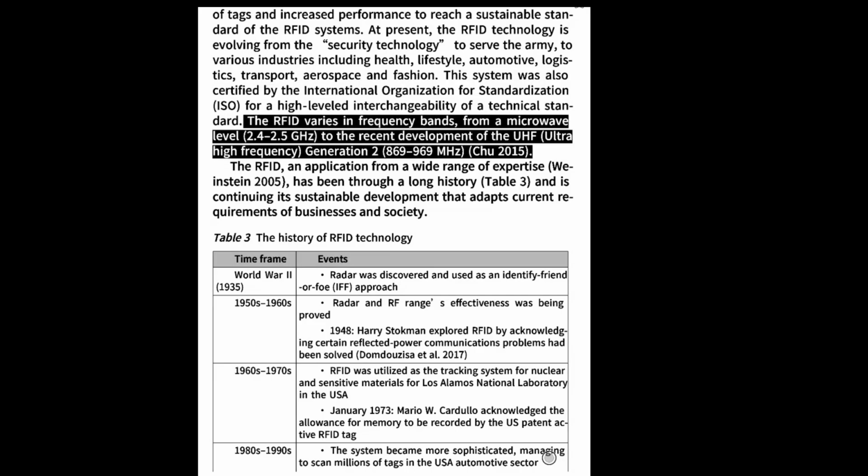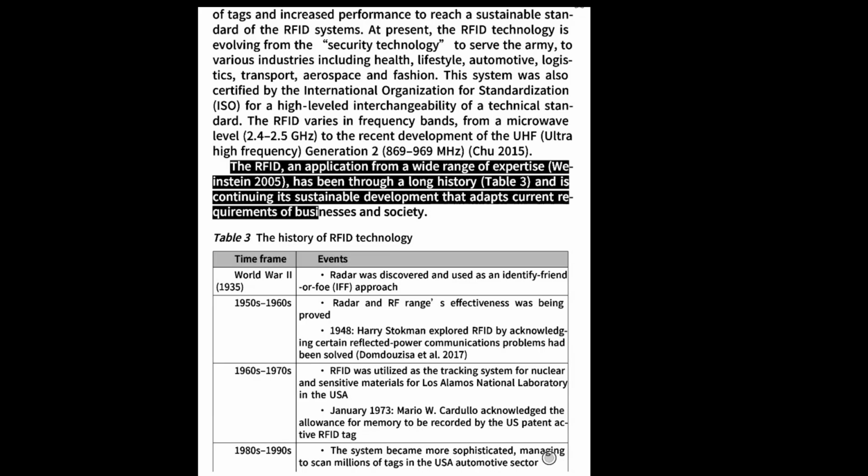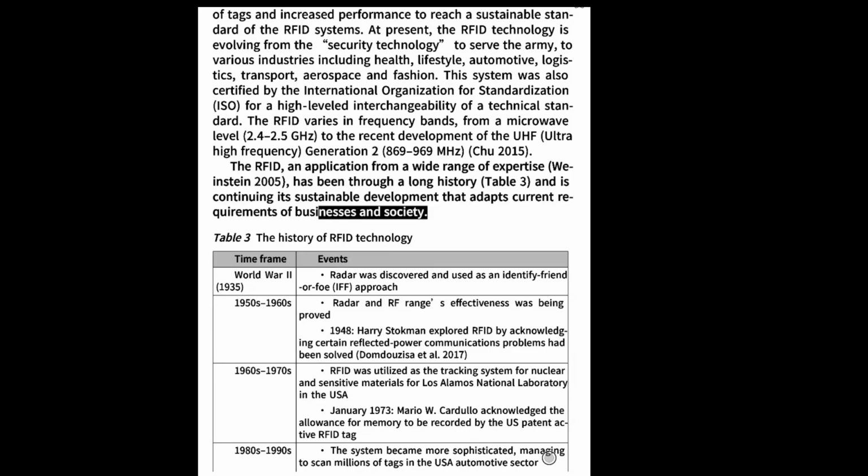The RFID varies in frequency bands, from a microwave level of 2.4-2.5 GHz to the recent development of the UHF (ultra-high frequency) Generation 2, 869-969 MHz, CHU 2015. The RFID, an application from a wide range of expertise, Weinstein 2005, has been through a long history, Table 3, and is continuing its sustainable development that adapts to current requirements of business, needs and society. Table 3: The history of RFID technology.